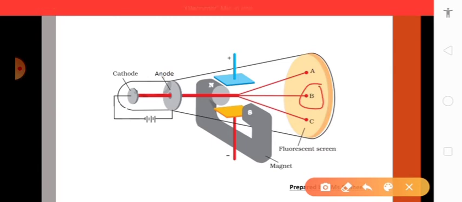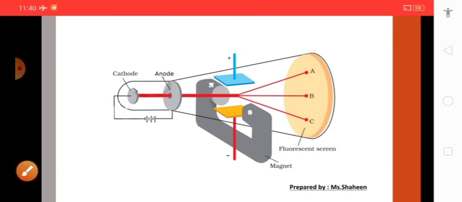Then, under the effect of the electric field, they strike at point A. Similarly, when we apply the magnetic field, they strike at point C. Now the electric and magnetic fields were adjusted in such a way that the electrons again strike at point B. In this way, by comparing the strength of the two fields, he determined the charge to mass value of an electron, which is about 1.7588 × 10^11 coulombs per kg. This means that 1 kilogram of electrons has 1.7588 × 10^11 coulombs of charge.